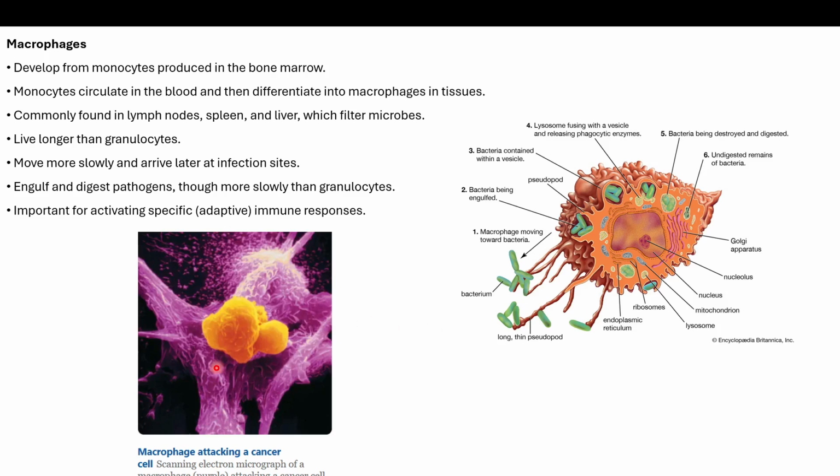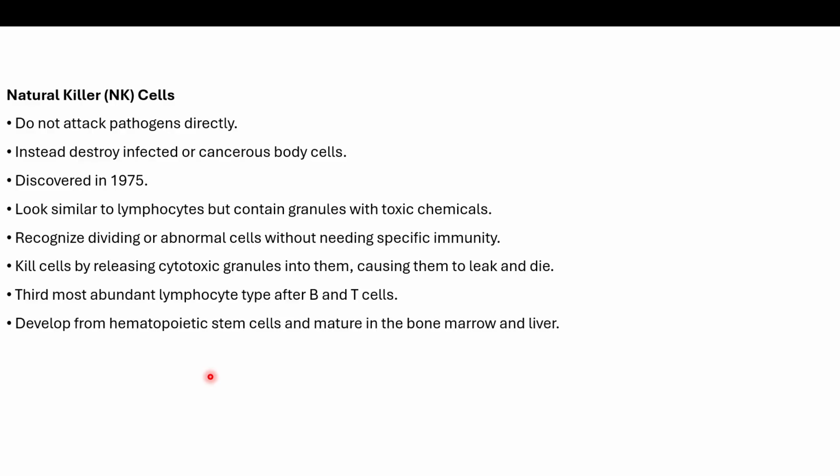So eventually these are thrown out or excreted out of the system, as in secreted out of the system. So if we look, this is the scanning electron micrograph of a macrophage, this pink or purple one, whatever you call it, and this yellow one is the cancer cell. Macrophages can attack cancer cells as well. Okay. Then there are natural killer cells.